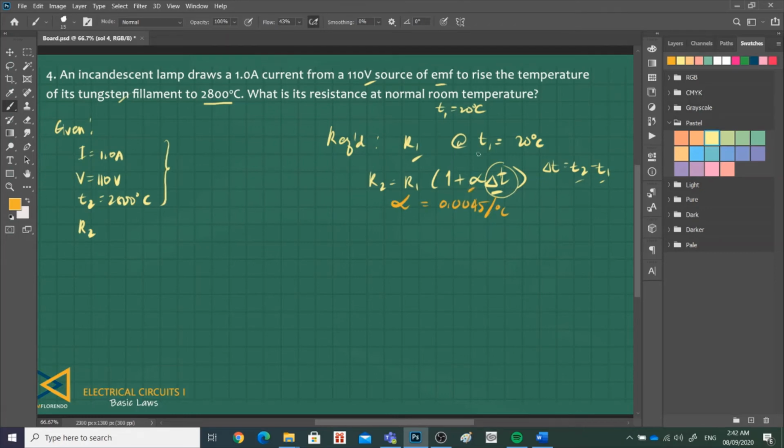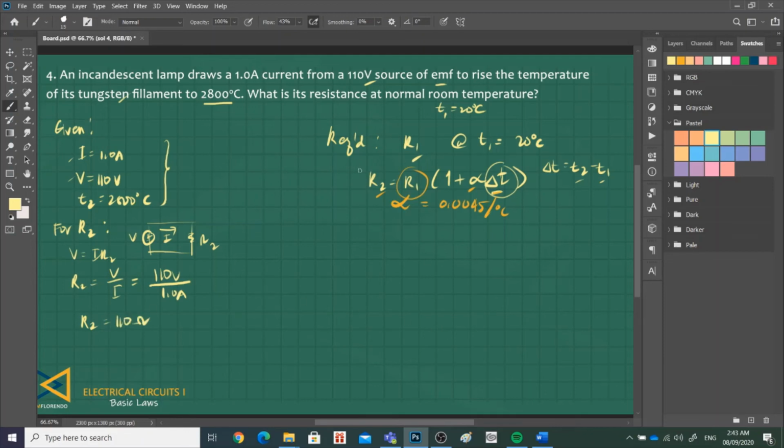So, we have that. Okay, what else do we need? R sub 1 is the required one. We need R sub 2. For R sub 2, we can get it using this condition, our circuit. You have a circuit. Here we have R, the resistance at a temperature of 2,800. You have a source and you have a current I. So, we can get our R sub 2 using Ohm's law. V equals I R sub 2. Therefore, R sub 2 is V over I, which is 110 volts over 1.0 ampere. So, R sub 2 is 110 ohms.